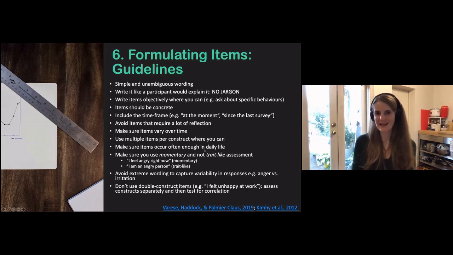And the final thing I want to say here is to avoid double construct items. My example here is, I felt unhappy at work. That's not necessarily a bad item, but in ESM, you could ask them, how unhappy do you feel right now? And then, are you at work right now? And then you could look at the correlation between the two and use that correlation to predict other things. So you're not asking participants to reflect on when they felt unhappy, you're actually testing that. That's the beauty of ESM, and that's why it's important to write your items in this very straightforward way.